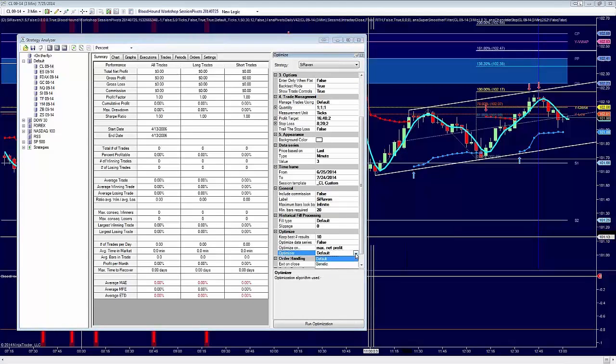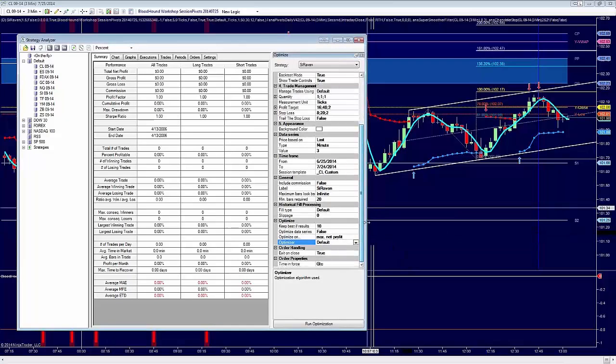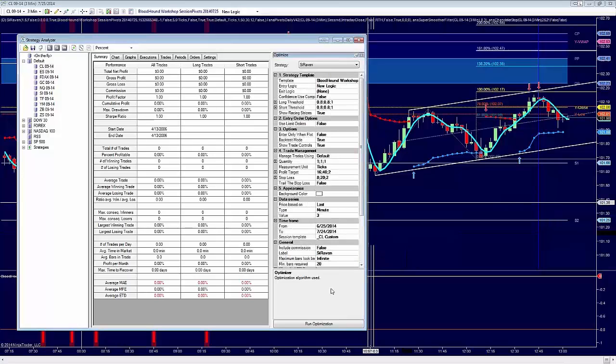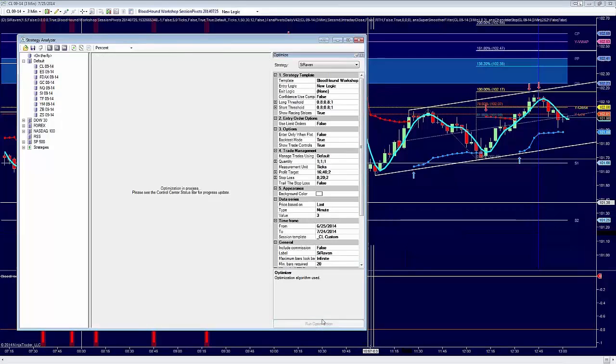And you could use a different optimizer, genetic, but we're not optimizing indicator values, so that's not going to do anything. Exit on close, true, and then run the optimization. So that's probably going to take about a minute. So we'll wait and see.